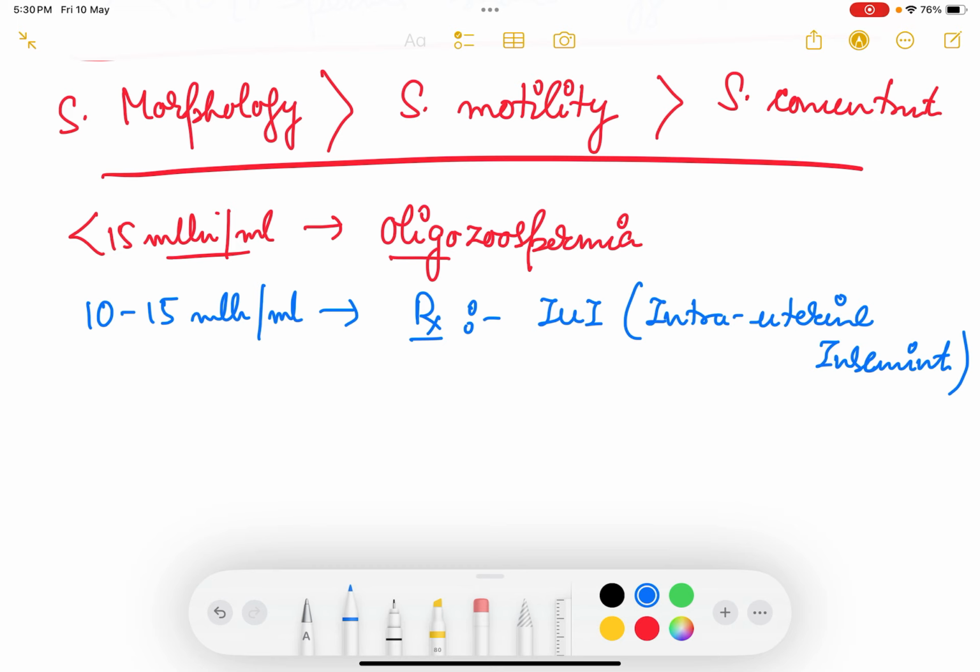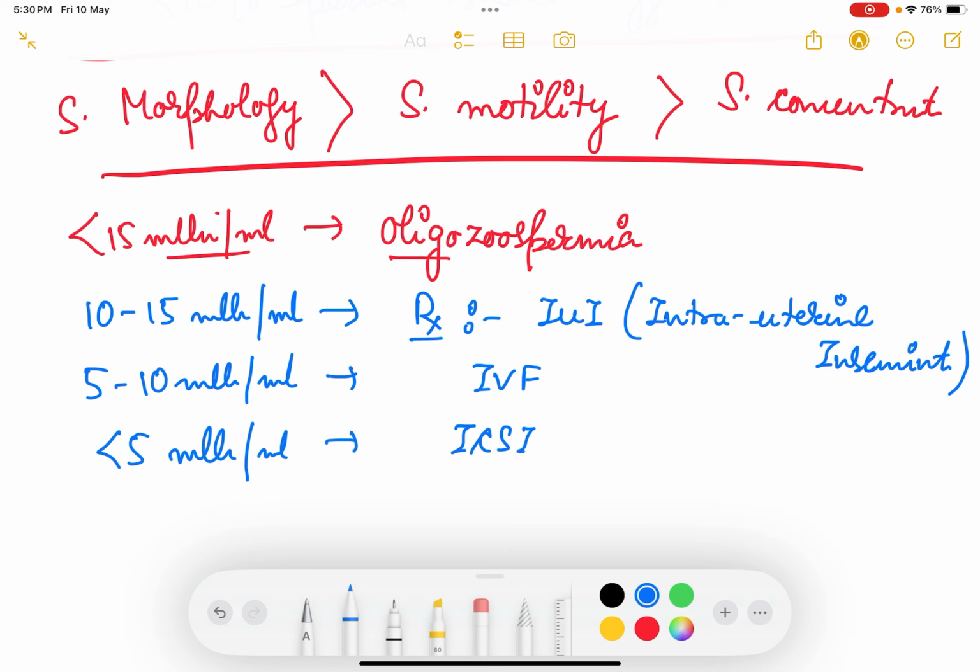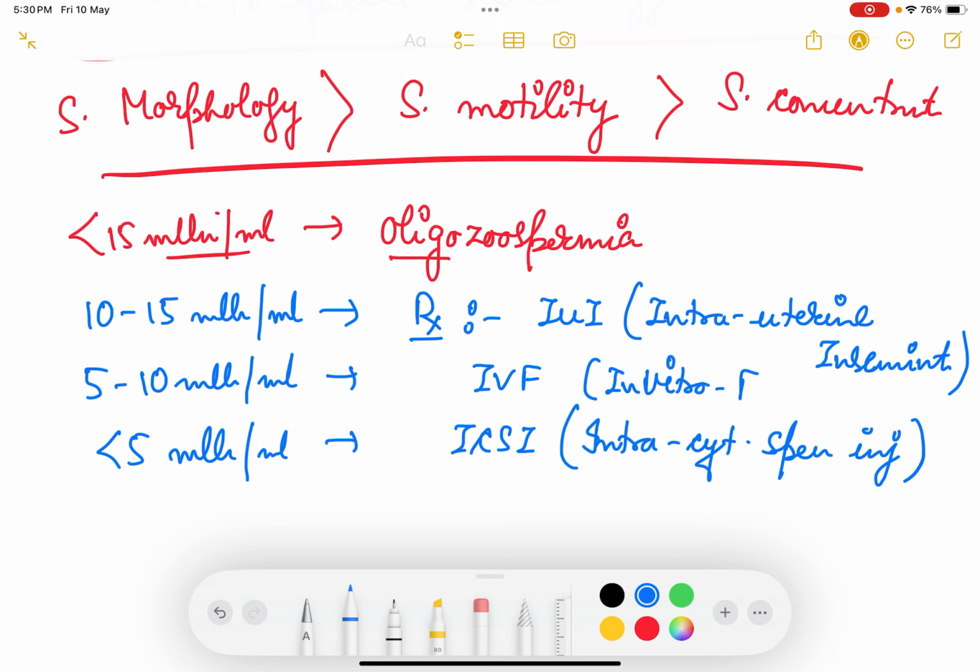If the concentration is 5 to 10 million per ml, then we go for IVF, in vitro fertilization. And if concentration is less than 5 million per ml, then you have to go for ICSI. ICSI is intracytoplasmic sperm injection. Okay, intracytoplasmic sperm injection has to be done. This is in vitro fertilization. Okay, so this is very important.